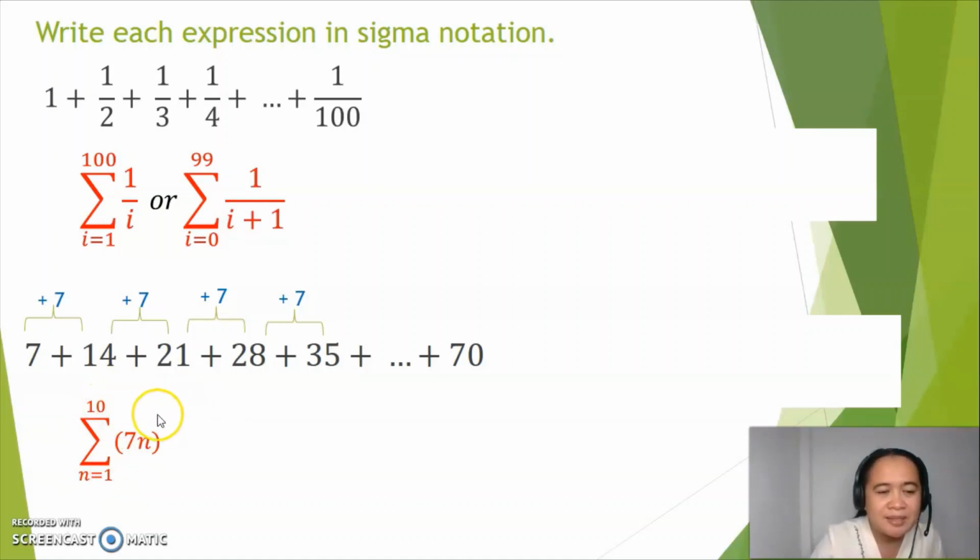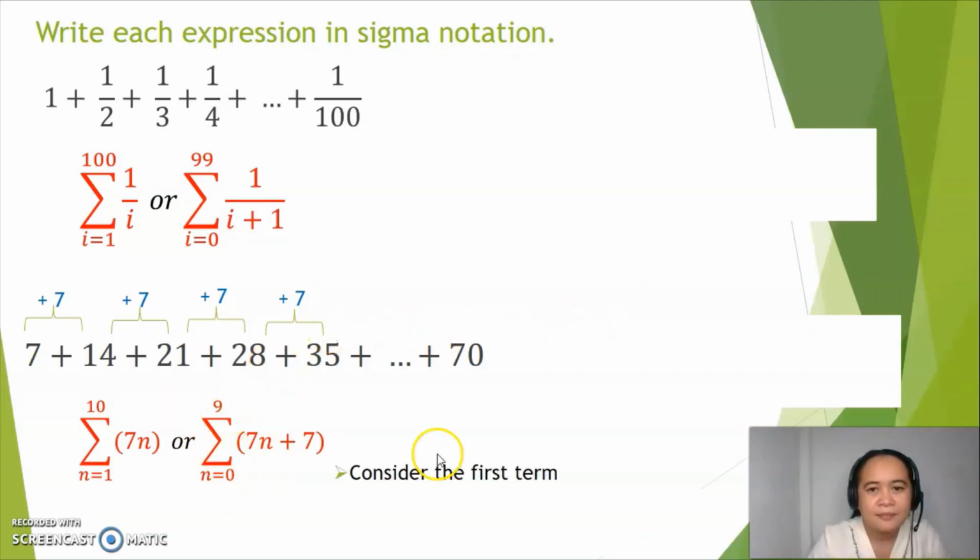So take note, please do not be confused. We can use n or we can use i. So that would mean the same thing. Or another way of rewriting this could be the summation of 7n plus 7, where n starts from 0 until 9. Now take note, in rewriting expression in sigma notation, you have to consider the first term.